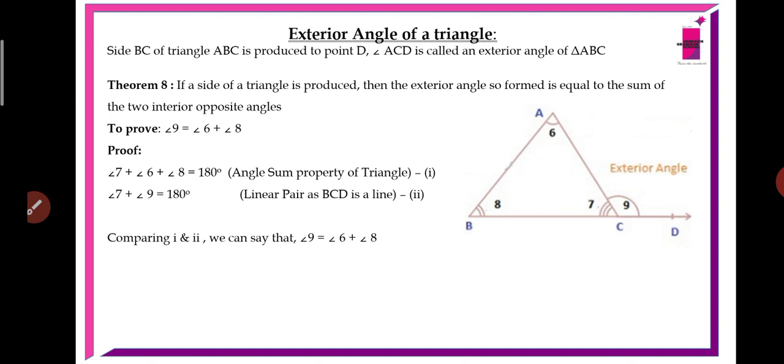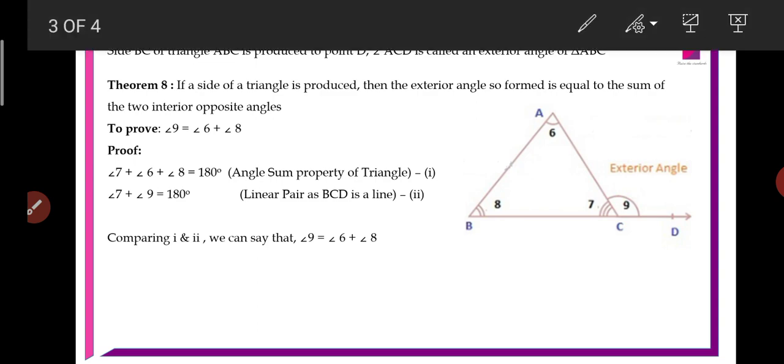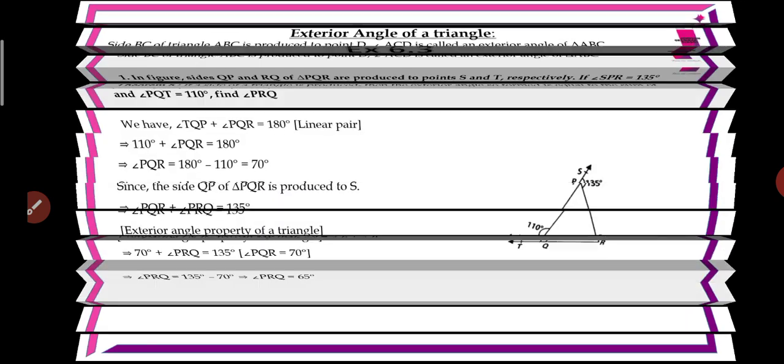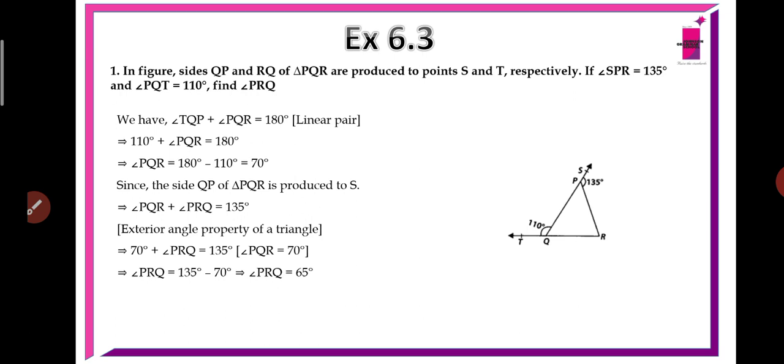Next we are going to use the angle sum property in an example problem from exercise 6.3, first problem. In the figure, sides QP and RQ of triangle PQR are produced to points S and T respectively. If angle SPR equals 135 degrees and angle PQT equals 110 degrees, find angle PRQ.